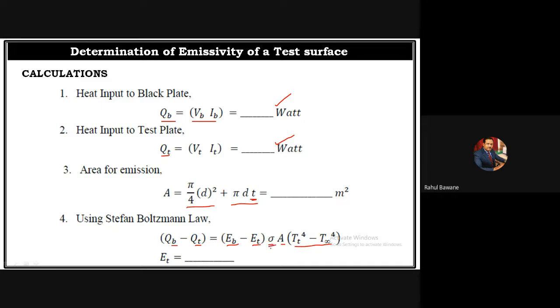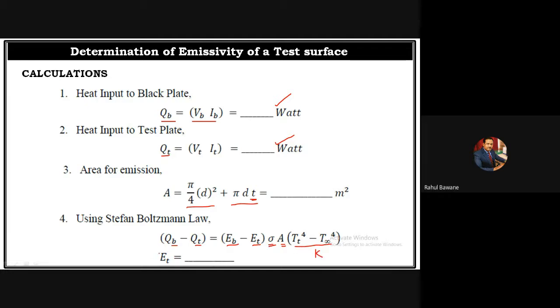Sigma is a standard value, the Stefan-Boltzmann constant. The area available for emission, again, we calculated here. The temperature for the test plate we note down, and the temperature for the enclosure we note down. We just have to keep these temperatures in Kelvin.